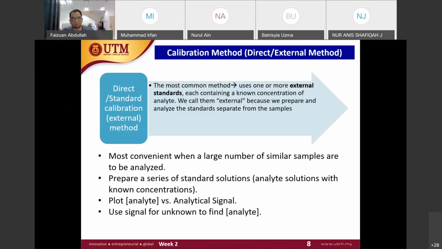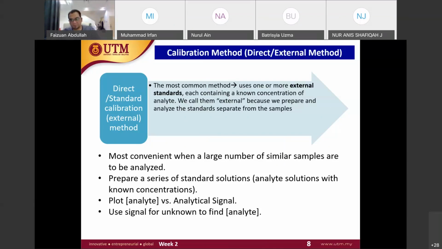Okay, the direct or external method. The most common method used is one or more external standards which contain a known concentration of analytes. We call them external because we prepare and analyze the standards separately from the sample, right? The external standards mean that we prepare a set of known concentration solutions without using any portion of the sample. We prepare it separately from the sample, okay?